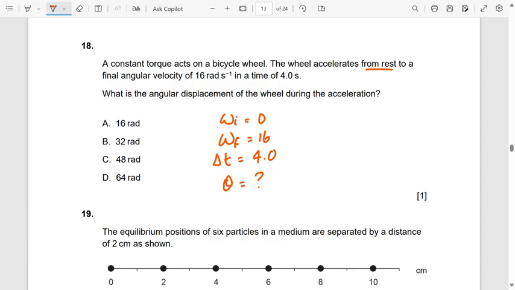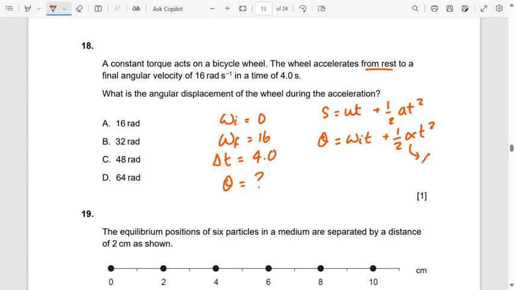Okay, so I'm going to write down a formula, like a SUVAT one. I'm going to do the equivalent of s equals ut plus half at squared, just so that you're on board with what I'm doing. So I'm going to use theta equals omega_i t plus half angular acceleration, this alpha sign, t squared. I'm looking for theta, I've got omega_i and t, but I don't have the angular acceleration, but I do have enough to find it.